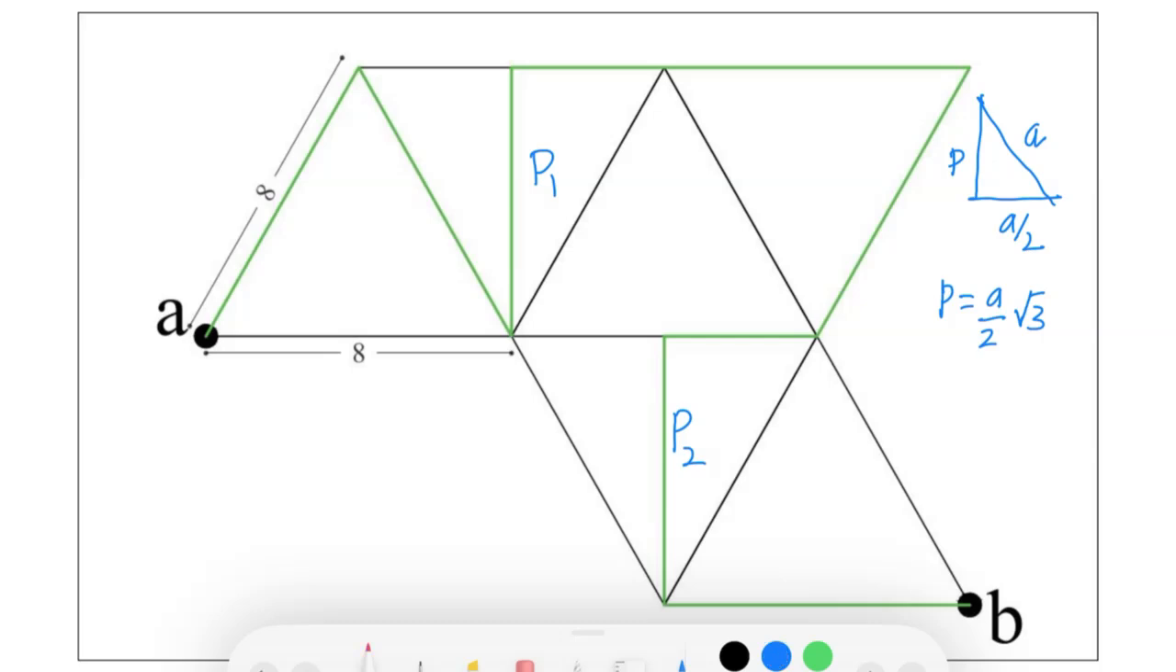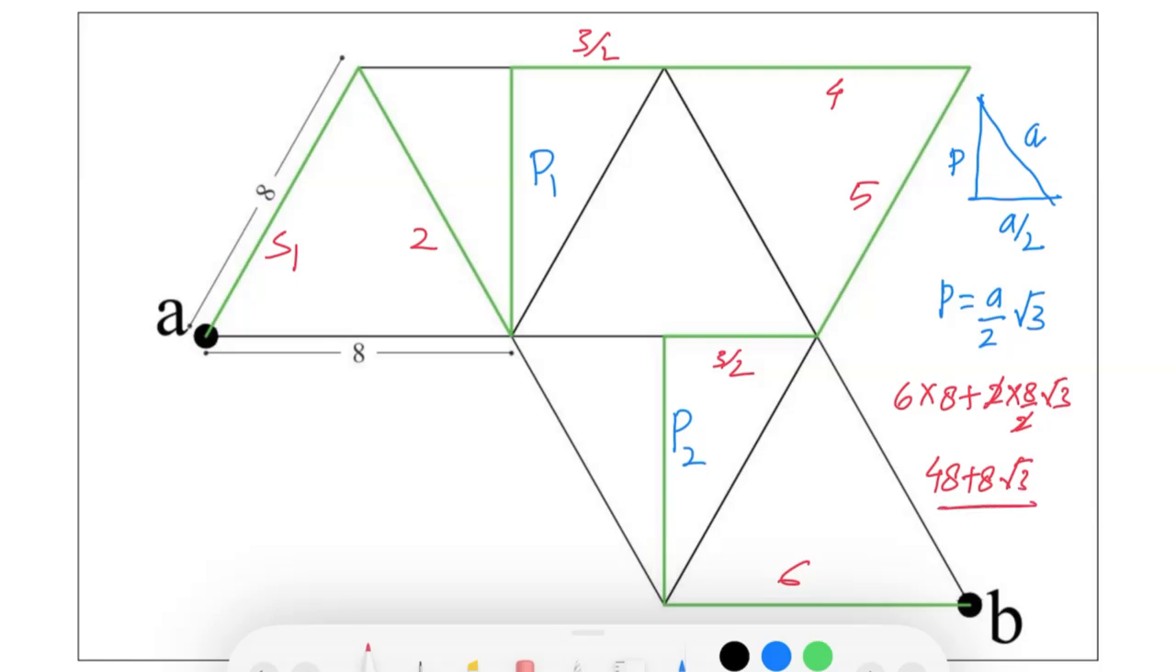Let's see how many sides we are getting. So we are getting side 1, we are getting 2. I can call this 3 by 2, and I can also call this 3 by 2. This is fourth side, this is fifth side, and this is sixth side. So all in all, we are getting 6 sides. So 6 multiplied with 8 plus 2 perpendicular. So 2 multiplied with 8 by 2 into root 3. So 2 and 2 getting cancelled. We have 8 root 3 and we are getting 48. So 48 plus 8 root 3 is our final answer for this question.